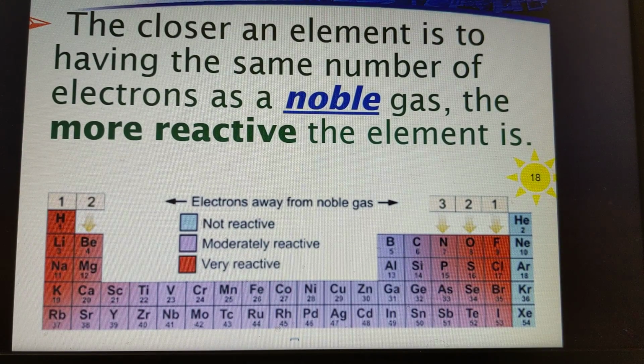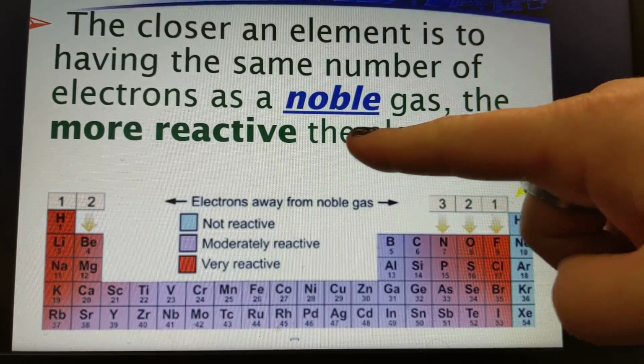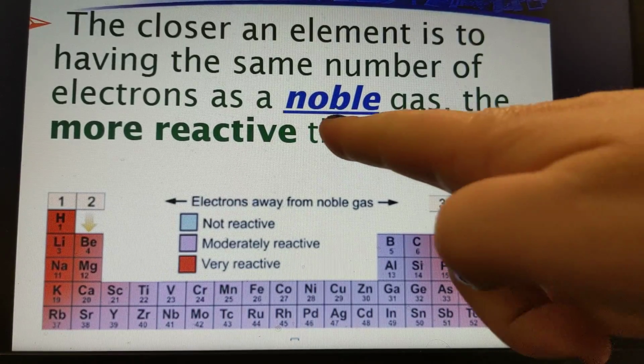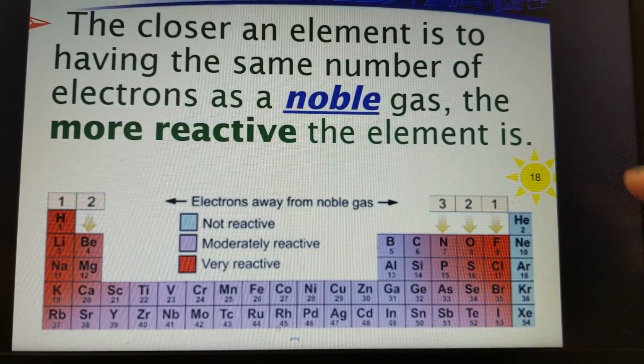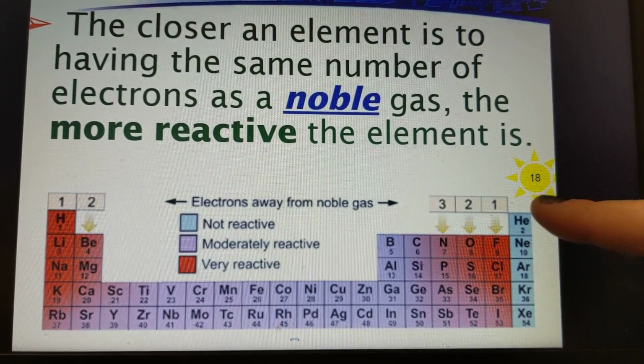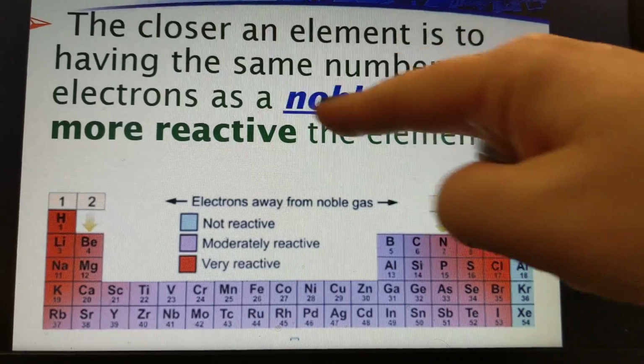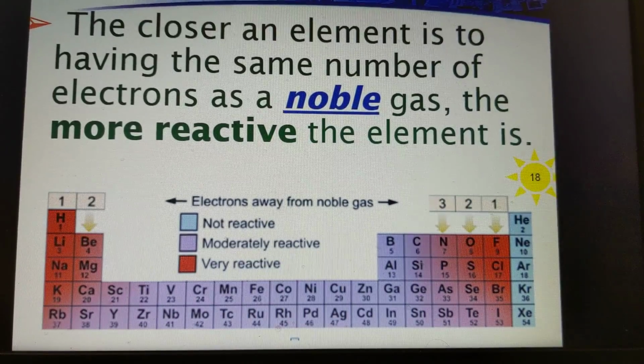Okay, flipping now to the back of your page. The top thing you need to fill in is the word noble. This was our warm-up today. The noble gases are here in group 18. So if you haven't already done so, please put a star above group 18 and make sure you label that your noble gases on your periodic table.